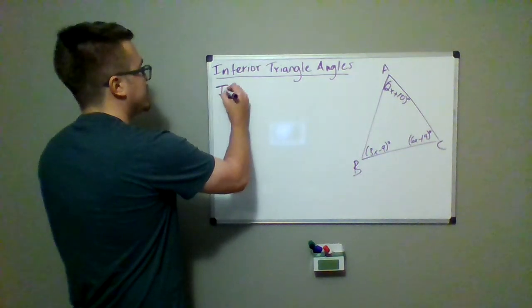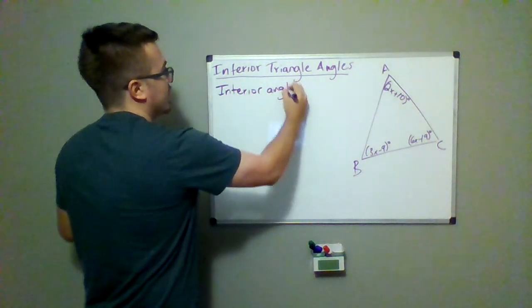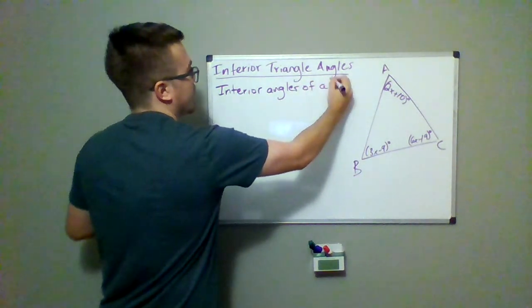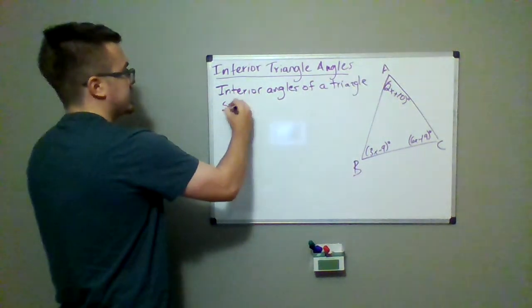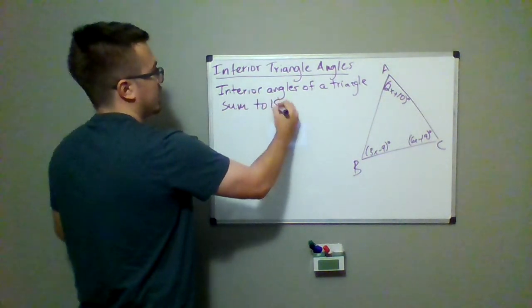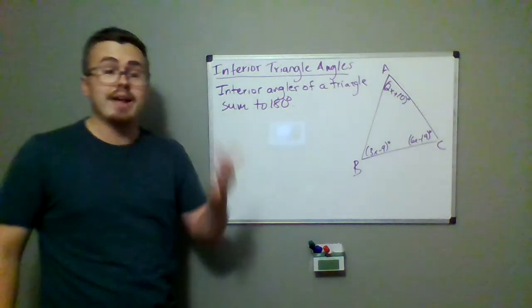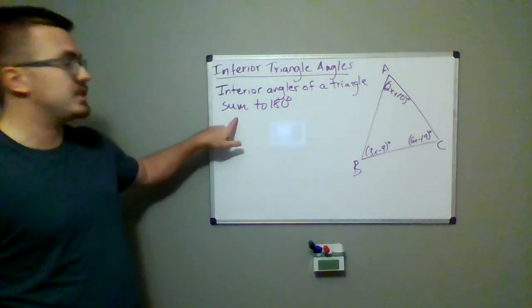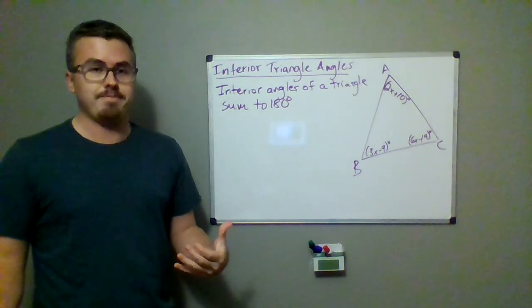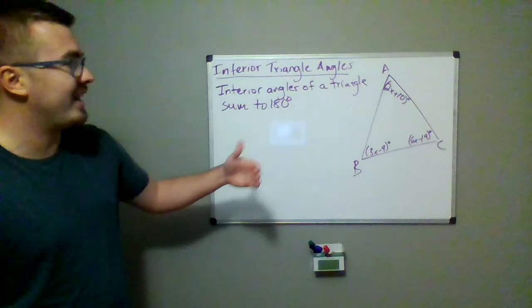So make sure you have written down that interior angles of a triangle sum to 180 degrees. And that's going to tell us exactly what we need to do in order to solve this problem. Because the word sum simply means what? Good, it means addition. So I need to add up my angles here.